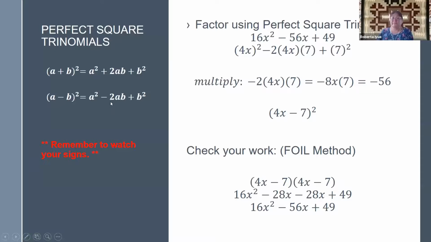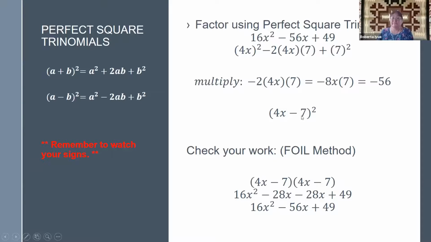And then the center is negative 2ab. So minus 2, my a is 4x and my b is 7. When you multiply this out, minus 2 times 4x times 7 will equal negative 56. So the answer for this perfect square will be 4x minus 7 squared.